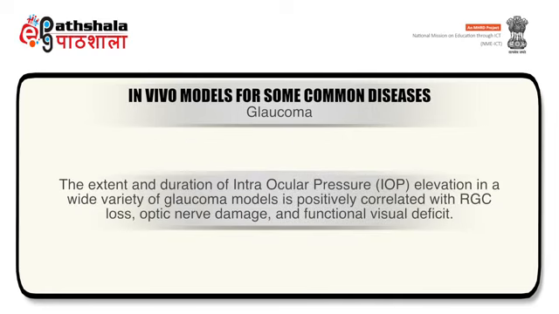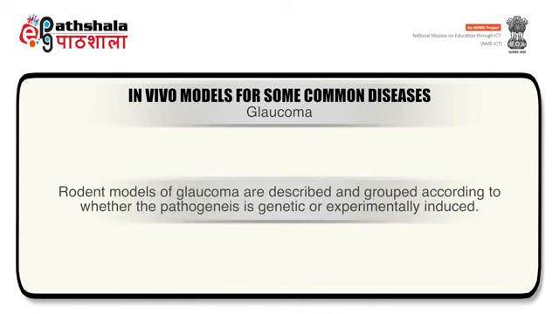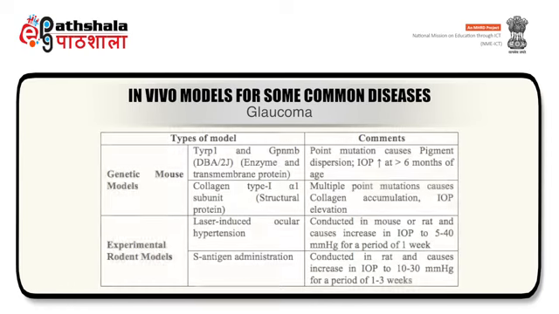The extent and duration of intraocular pressure elevation in a wide variety of glaucoma models is positively correlated. Rodent models of glaucoma are described and grouped according to whether the pathogenesis is genetic or experimentally induced. For the genetic mouse model, point mutations or multiple mutations can be made. For the experimental rodent models, laser-induced ocular hypertension or S-antigen administration can be done for the induction of glaucoma.